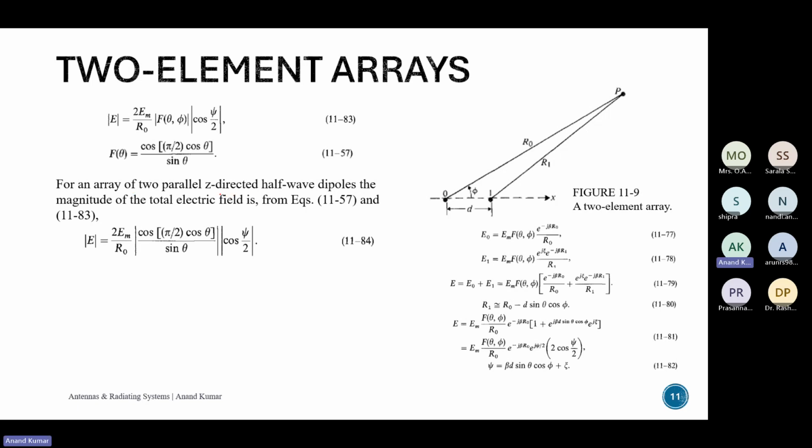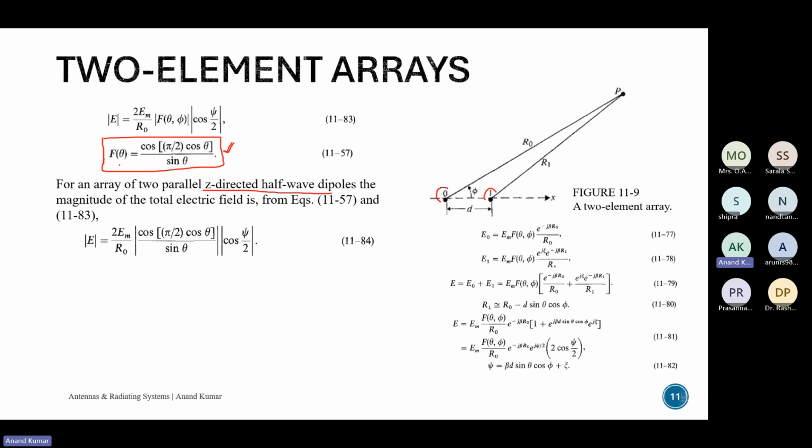So let's take an example. From the previous class, we had derived the electric field and the pattern function for z-directed half-wave dipoles. So now we are using z-directed half-wave dipoles at both the elements over here. In the previous class, we derived this expression, and for the z-directed half-wave dipole, this was the pattern function.